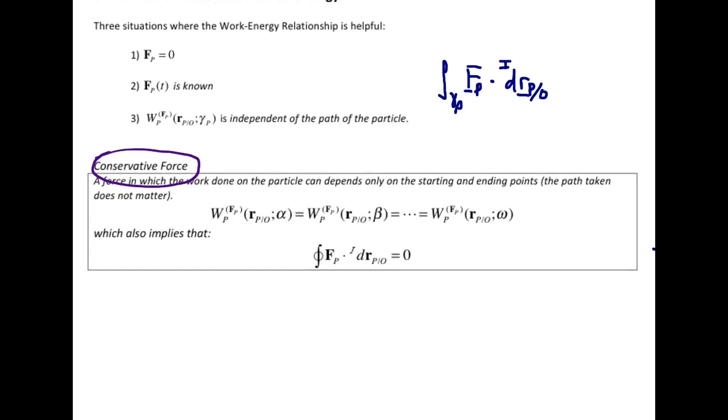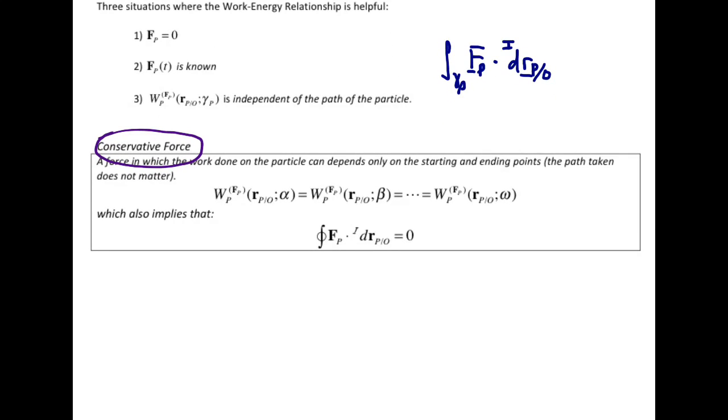So a conservative force is simply defined as the force in which the work done on the particle depends only on the starting and ending points. It has nothing to do with the actual path taken. So in our notation, we say that the work done on particle P by the force along the path alpha is equal to the work done by that same force along the path beta, which would be a completely different path, or any other path, and we can call those paths exactly what we want.